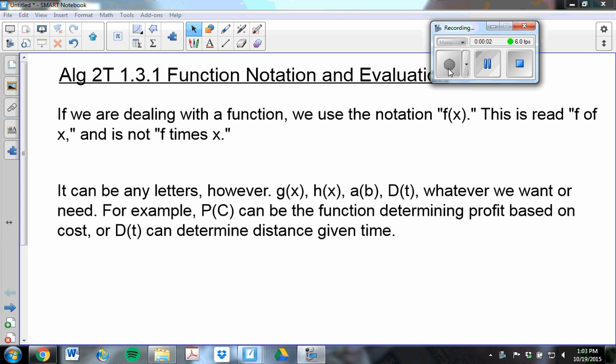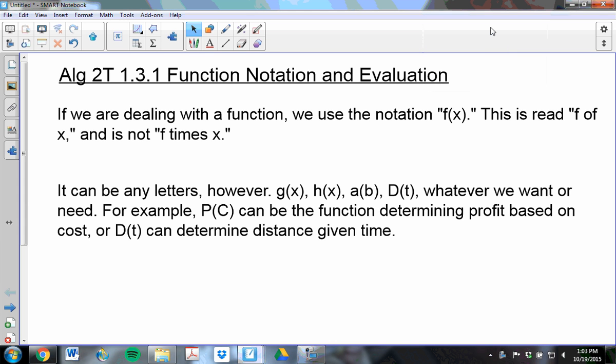Alg2T Trig, Chapter 1, Section 3, talking about function notation and evaluation. If we're dealing with a function, anything where the inputs go to one and only one output, we use the notation f of x. That's how this is read. This is read f of x. It's not f times x, and that can get very confusing for students pretty often, but it's f of x.